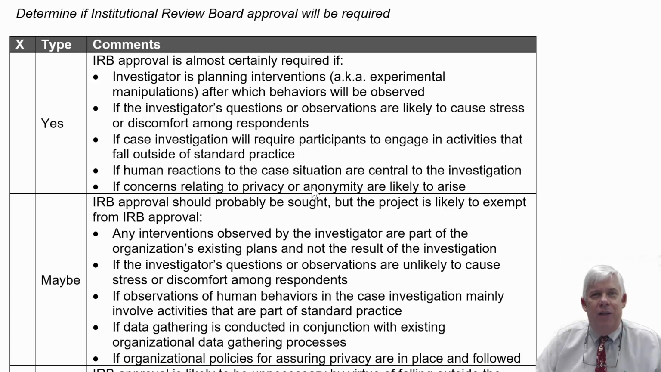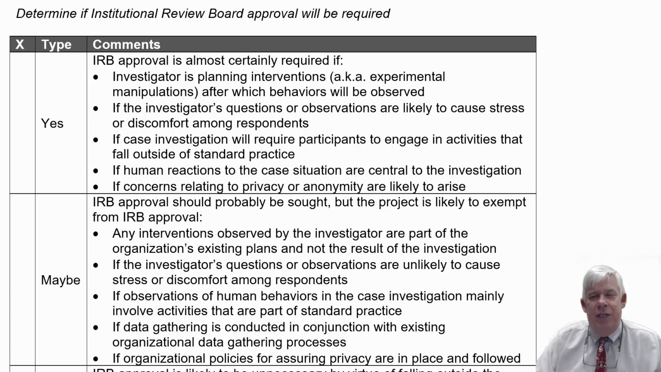Finally, if there are a lot of concerns relating to privacy or anonymity that will emerge from your research, the IRB is going to be interested in that too. They may mainly be interested in how you're protecting the data, but that's going to be part of the IRB investigation. Now, there are many cases where it's a good idea to inform the IRB, but there's also a high likelihood that the IRB will say, no, you don't have to worry about this because you're exempt from IRB oversight.